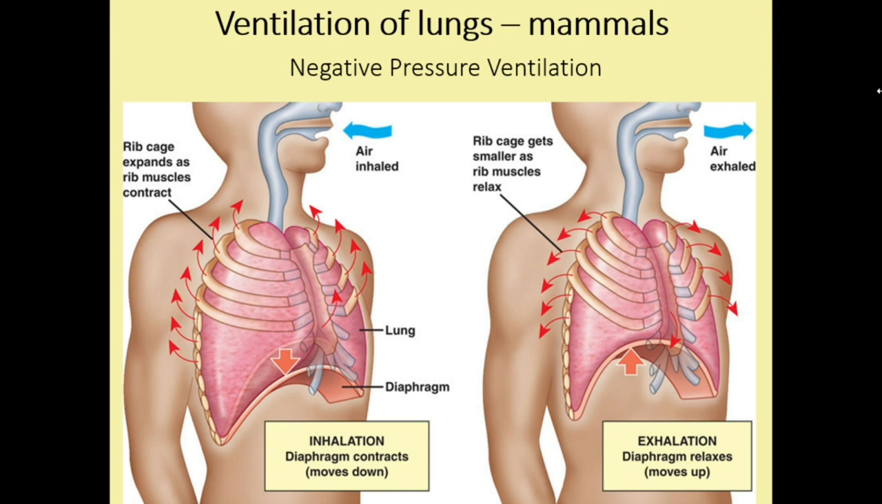We're using the creation of negative pressure through muscle contraction. Particularly our rib cage, we're moving our ribs out and up. Our diaphragm moves down. That creates negative pressure. Air rushes in, and then gas exchange is carried out across the alveoli. And then we relax those muscles, which reduces the volume of our lungs, so it constricts them, forcing air out.